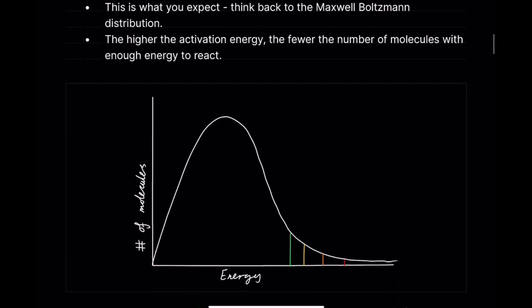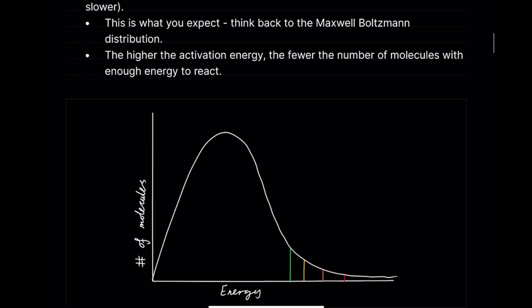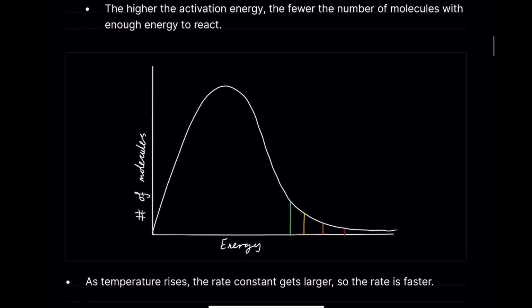I'm just talking about things that you should know from year one in terms of activation energy, the number of particles that have energy greater than the activation energy to successfully collide and react. So if I was to represent this in graphical terms, if the activation energy was here at the green line, then everything to the right of the green line is the number of particles that have energy greater than the activation energy to successfully collide and react.